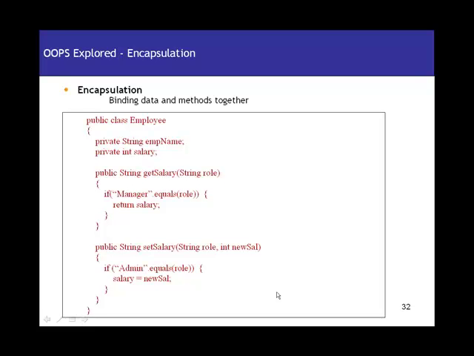So there is a tight coupling between the data and the methods. They are dependent on each other, right? Okay, so let's take this example. I have a class called employee, and I have two attributes in the employee class. I've got the employee name and the employee salary, right? Employee salary is very sensitive information.